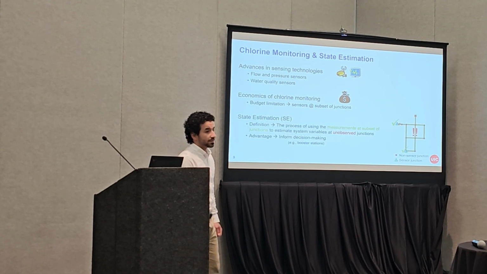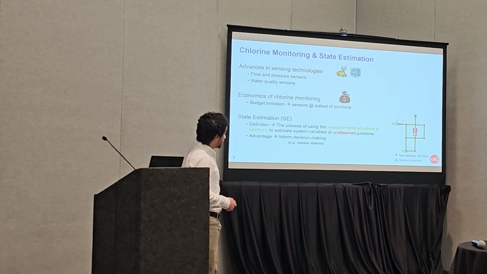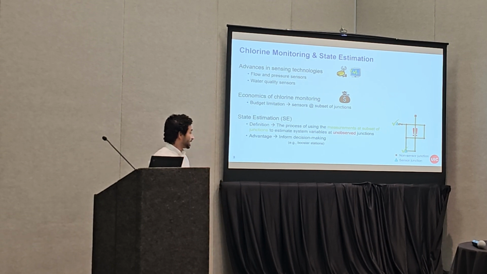State estimation is the process of identifying a desired variable based on the measurements at a subset of junctions. For example, in a simple network with two sensors, the idea is to use the measurements at these two sensors to determine the chlorine concentration at the remaining parts of the network. The advantage is informed decision making, such as deciding where and if we really need stations to increase the chlorine concentration at the far end junctions.